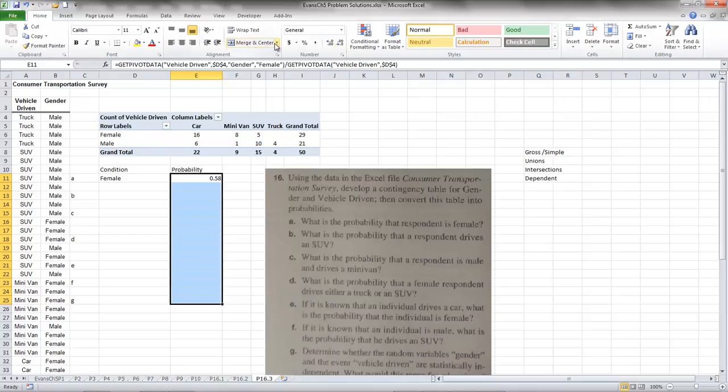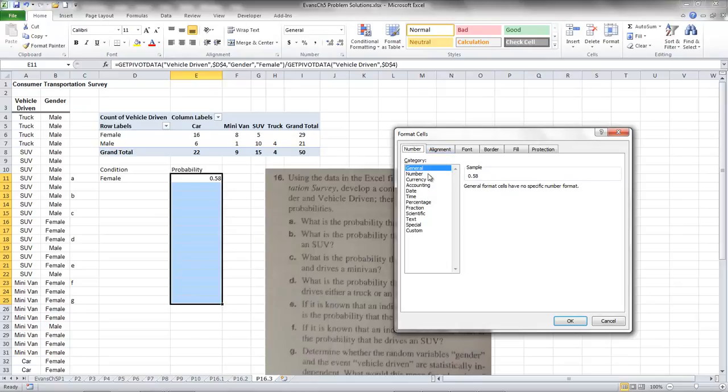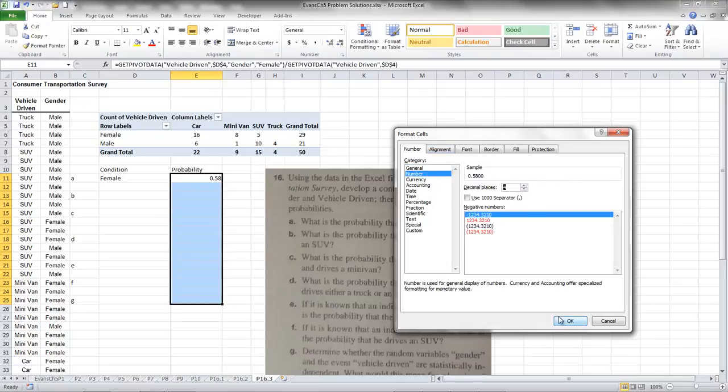Just want to format those numbers just a little bit. Go in there, do number, and 4 places. I think usually looks better.